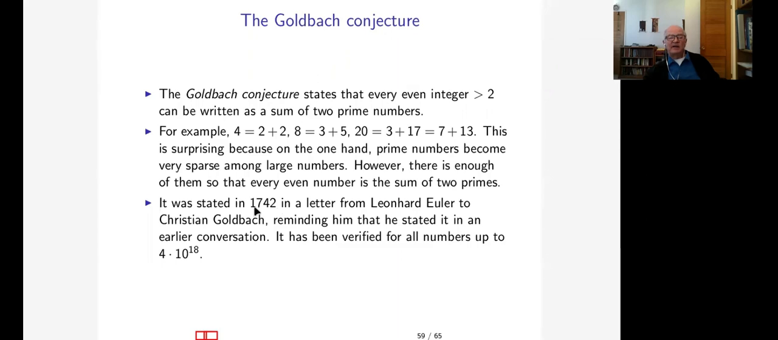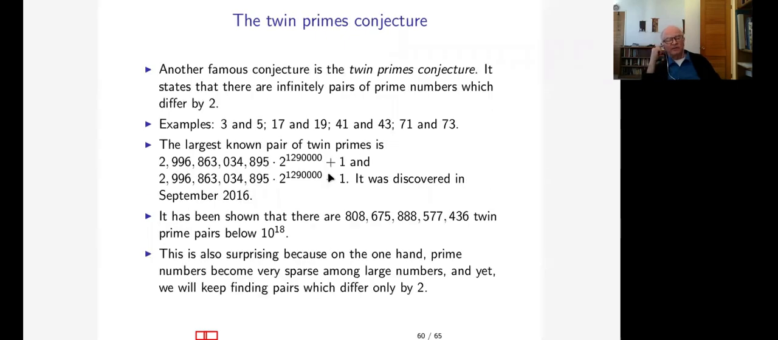The statement was first stated in 1742, so that's more than 200 years ago, where Leonhard Euler was writing to his friend Christian Goldbach, reminding him that Goldbach actually stated this in an earlier conversation. Nowadays, the conjecture was verified on computers numerically for all the numbers up to 4 × 10¹⁸, which is a huge number. So definitely there is evidence that this is true, but we don't know how to prove it.